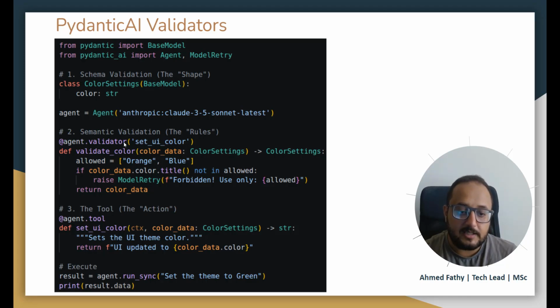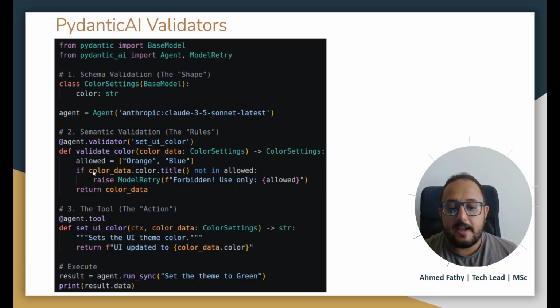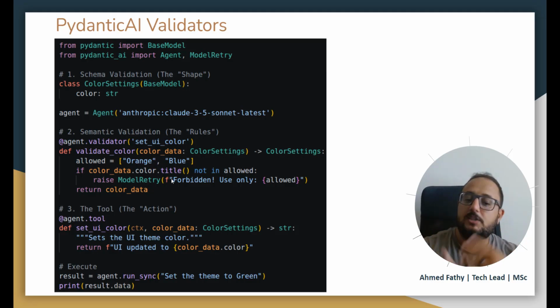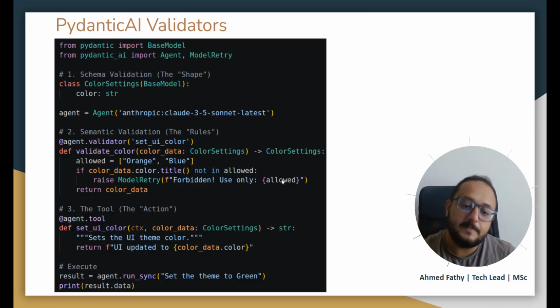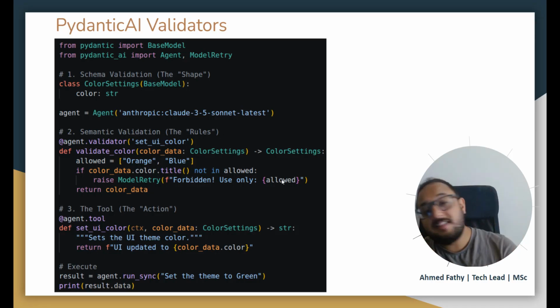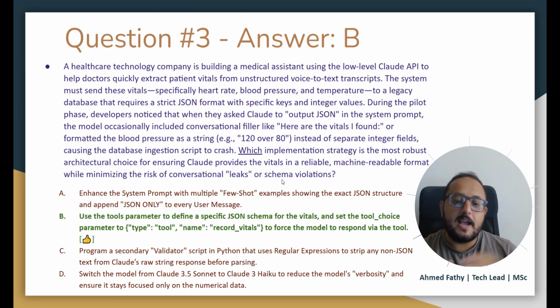So you have agent.validator for setUIColor, and this receives the parameters before the tool is called, and then the allowed values are orange and blue. If whatever you received is not in allowed, you can raise a model retry, and then Pydantic will actually retry calling that model, and it will send the model a message saying, forbidden, use only those, for example. Okay, so again, this is another validation. Again, this is not part of the exam actually at all, but it's important to at least have some mental model of this one.